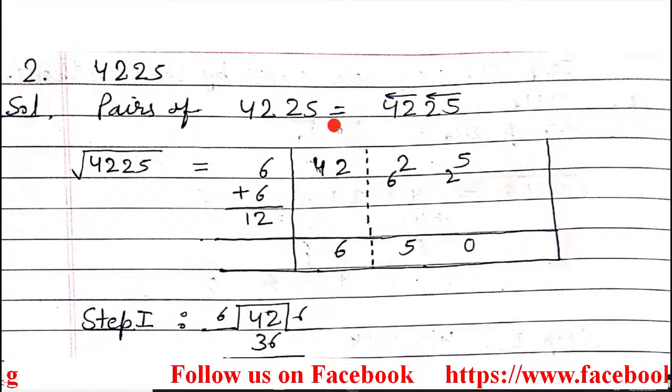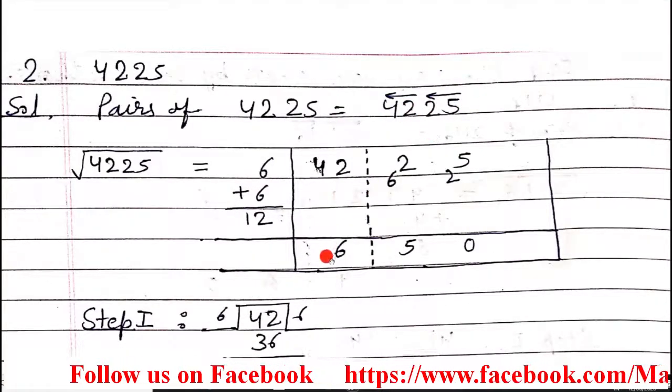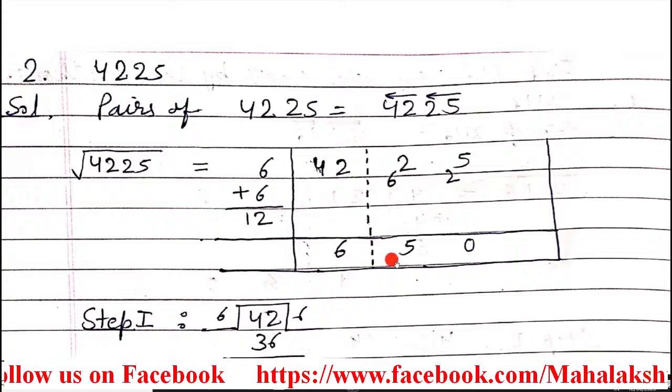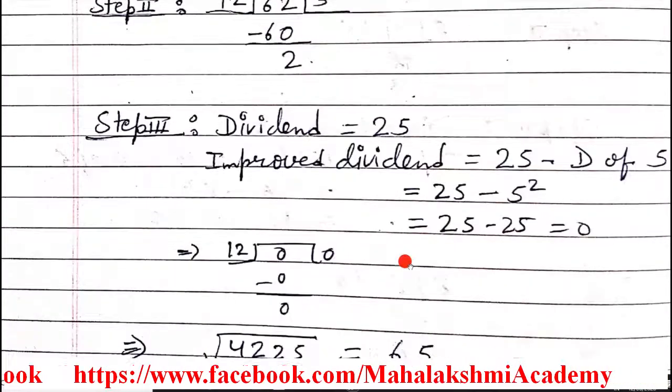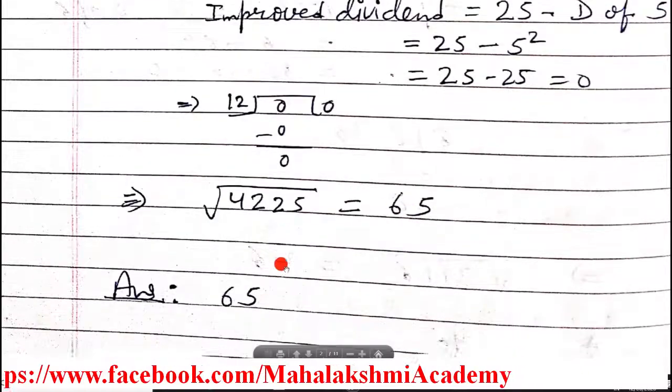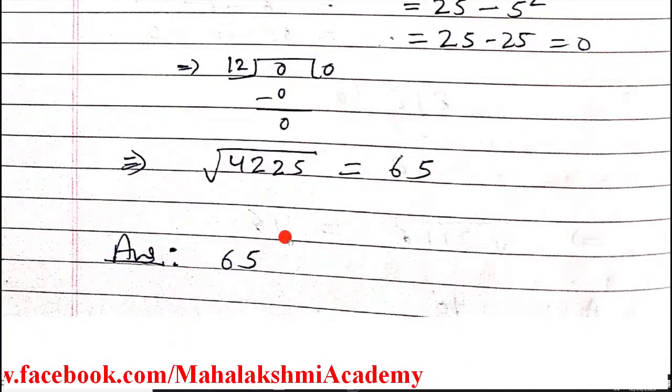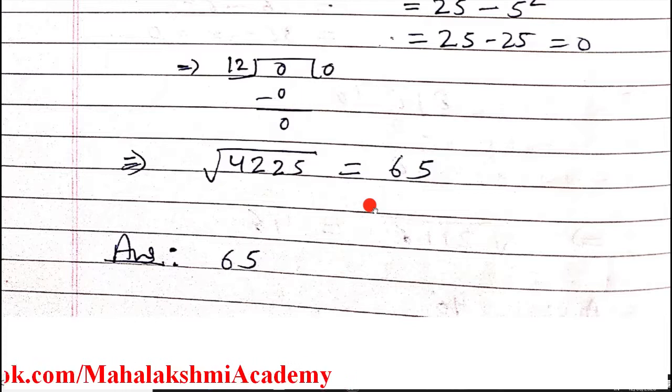Now since here we have two pairs, from the front select two digits from the quotient. That is going to be your answer. So square root of 4225 is 65. So question number two is also completed.